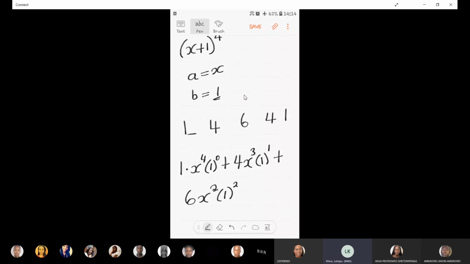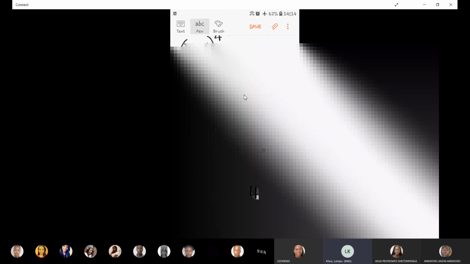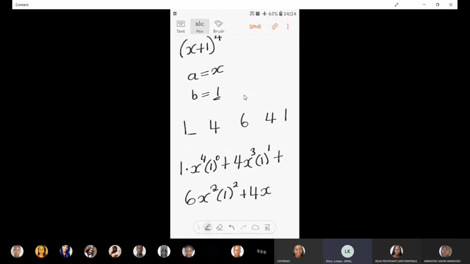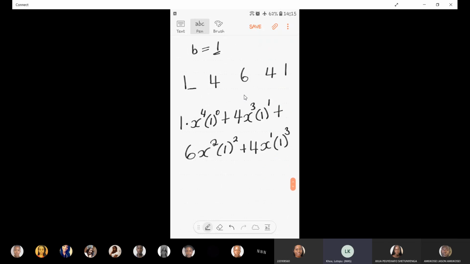And for the next one, I have 4, my a, which is x to the power of 1, multiplied by my b to the power of 3. And then the last one in the expansion is just 1 times my a, which is x to the power of 0, multiplied by my b, which is 1 to the power of 4.